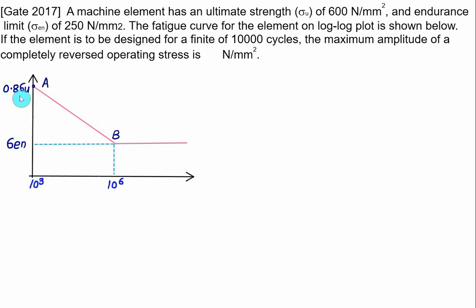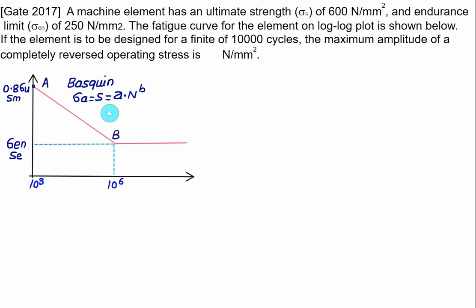So we have 0.8 times SUT equal to SM, that is the material strength at point A corresponding to 10 to the power 3 cycles, and the endurance strength is the same as our SE value, that is given as 250 megapascal. The maximum amplitude of a completely reversed operating stress we have to find out. For this we will use the Basquin equation, which is given as sigma amplitude, that is the fatigue stress, equal to A multiplied by N to the power b.